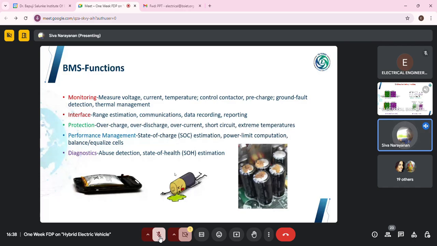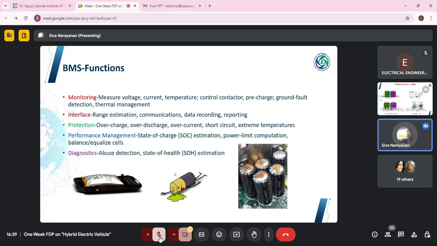Then the interface. As you give a driving cycle, there will be some range estimation: this many kilometers my vehicle can travel. And what is the communication? You will have a CAN protocol, and from the CAN protocol you can find whether there is any over voltage or over current detection, and whether my battery has to be charged. Like that you can get messages. Those communications also happen with the help of the CAN.